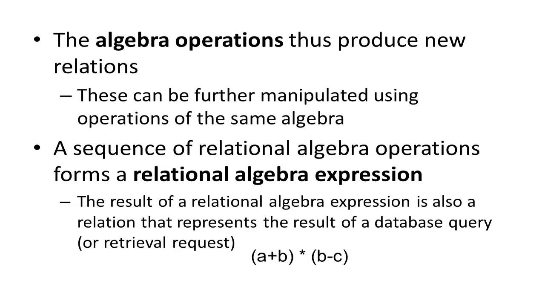Similarly, using the relational algebraic concepts we are studying, for example select, projection, rename, these can be combined into a single query or single expression that we call a relational algebraic expression. The result of a relational algebra expression is also a relation that represents the result of a database query. So when you execute a relational algebraic expression, the final result will also be a complete table, which we call a relation, right?